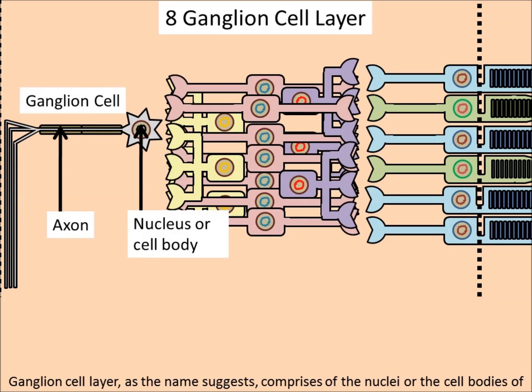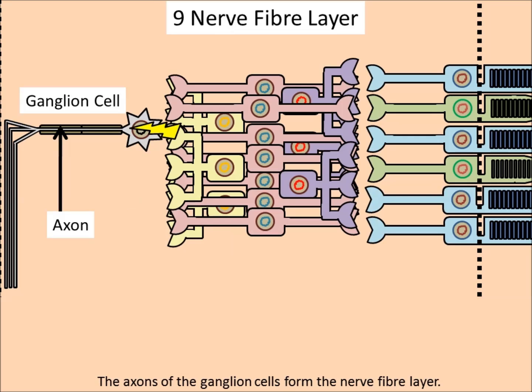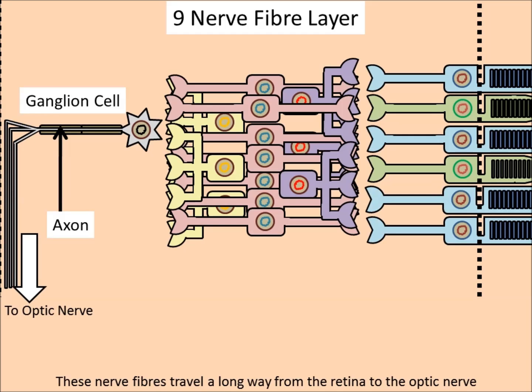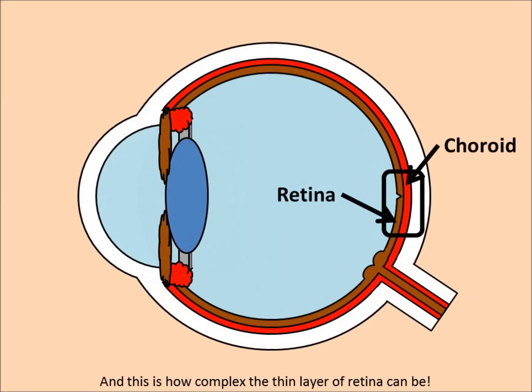The ganglion cell layer, as the name suggests, comprises the nuclei of the cell bodies of the ganglion cells. The axons of the ganglion cells form the nerve fiber layer. These nerve fibers travel a long way from the retina to the optic nerve, and eventually reach the brain via the visual pathway. The boundary between the retina and the vitreous body is marked by the basement membrane known as the inner limiting membrane. And this is how complex the thin layer of retina can be.